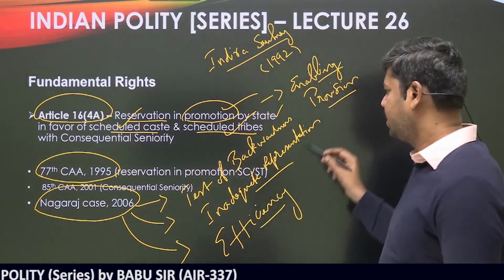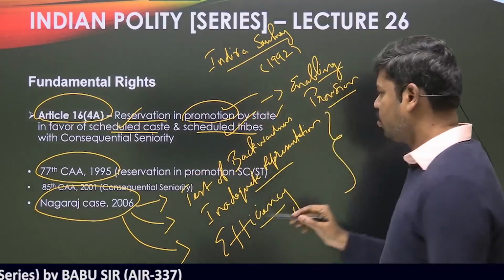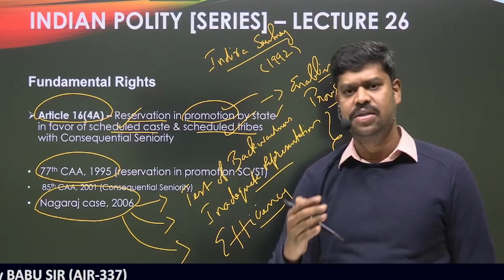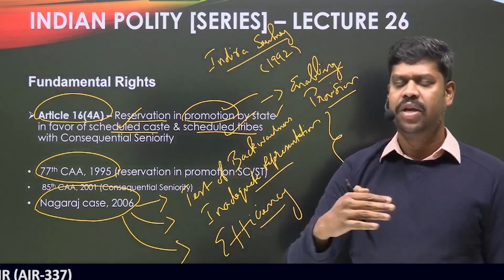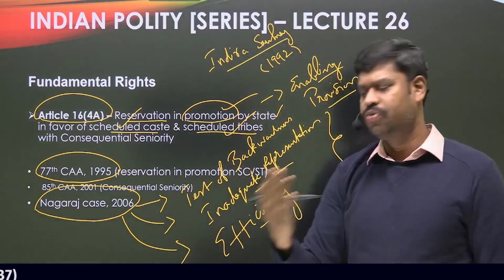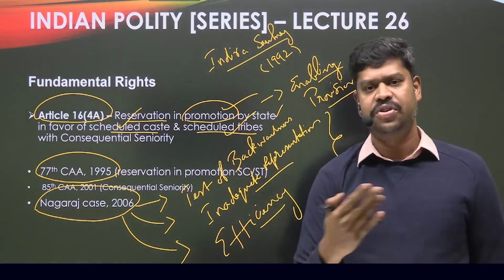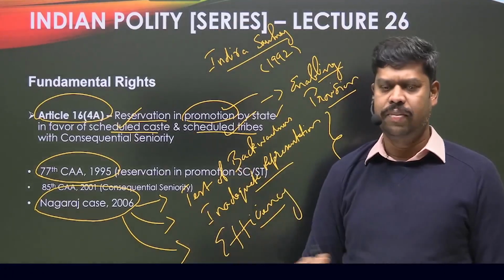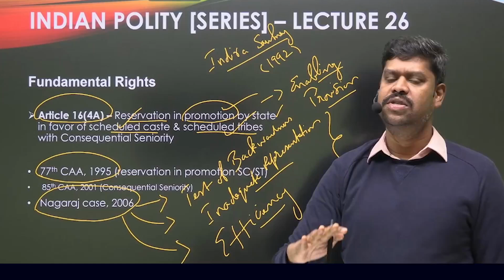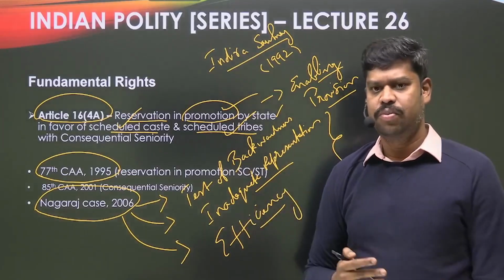So these are the basic conditions that have been brought in by the Supreme Court, that is the test of backwardness, inadequacy of representation, and of course the last thing, efficiency is not to be compromised. With these conditions, the Supreme Court upheld the reservation in promotion.